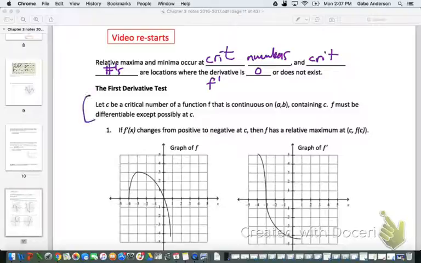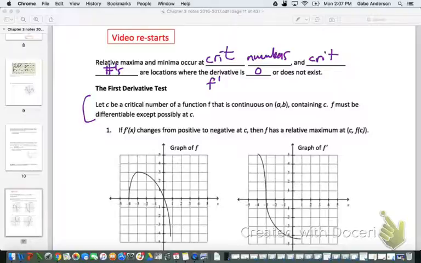So the requirements are right here. Let C be a critical number of a function that is continuous on whatever area we're concerned about containing C. F must be differentiable except maybe at C. Let's take a look at the first case.